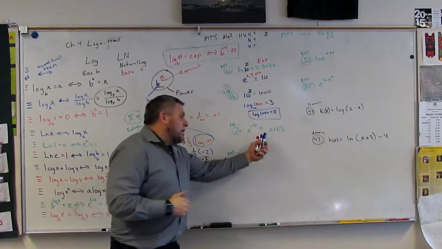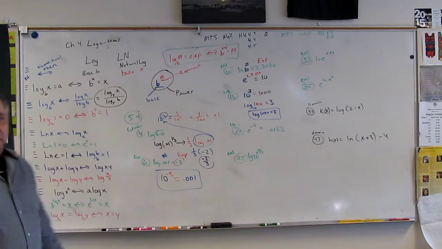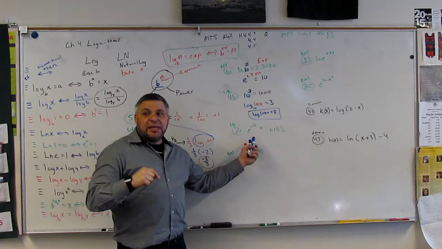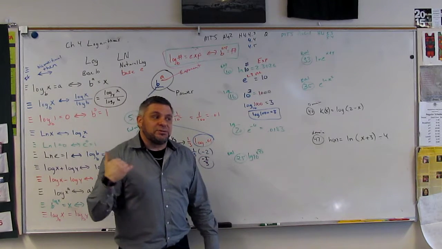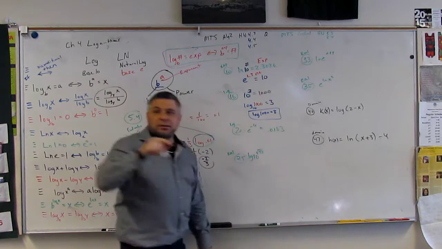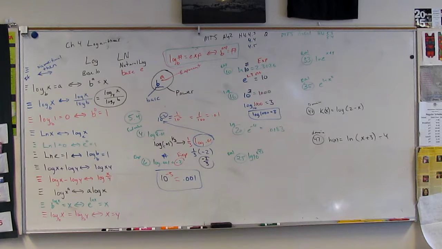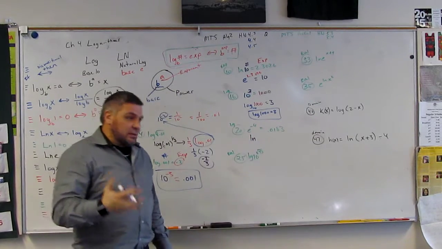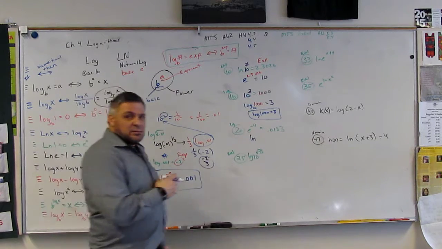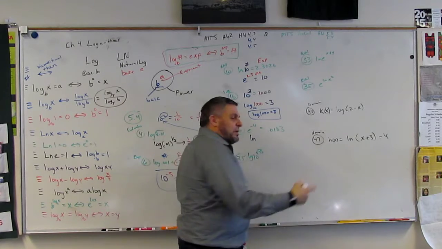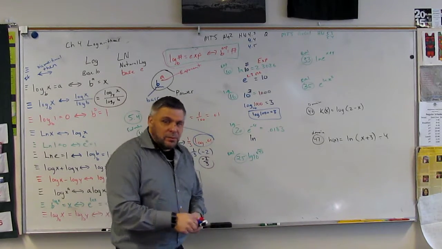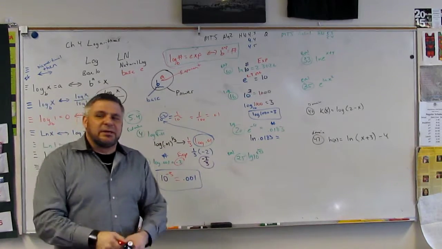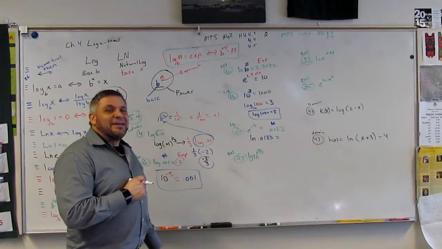Alright, next. I need to put this in log form. Alright, so what's the base of the log? E. So what are we going to use? Are we going to use log base E or are we going to use ln? ln, good. Wait, I have a question. How do you know when to use ln though? Whenever the base is E. Oh. Okay? It's a good question though. ln is always base E. Okay? So ln, what's the number? The one on the other side. Yes, the one on the other side. So 0.0183. And it equals the exponent, which is? -4.